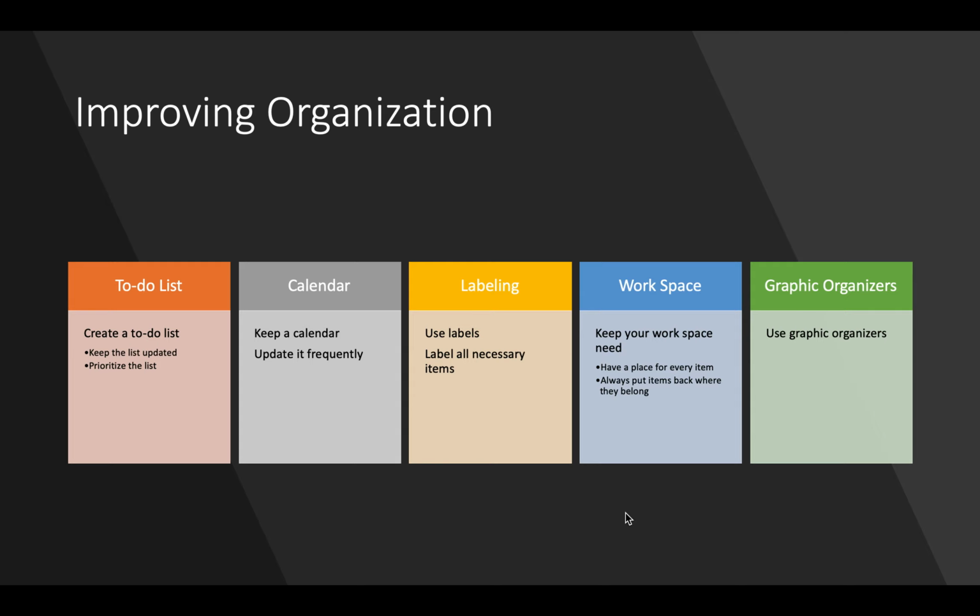To-do lists are simple. Keep them updated and prioritize the list. Have things that need to be done first on the top and things that are our least priorities on the bottom. Keeping a calendar: I don't think you have to update a calendar every day, but it needs to be updated frequently with all things that you need to do, or rather, places you need to be.